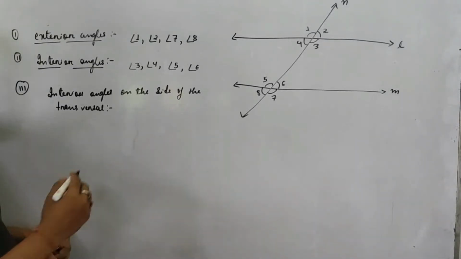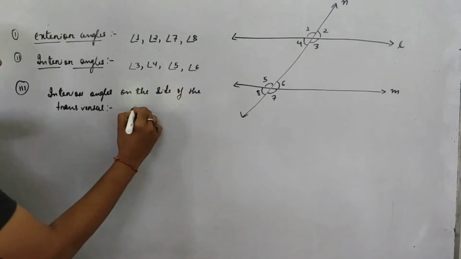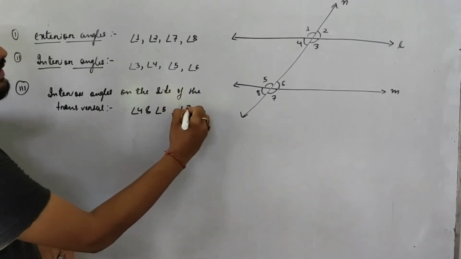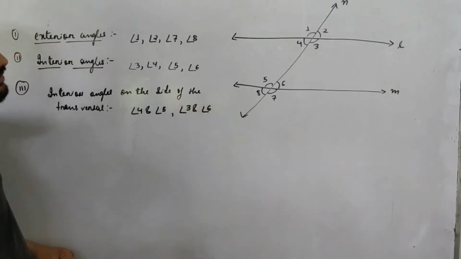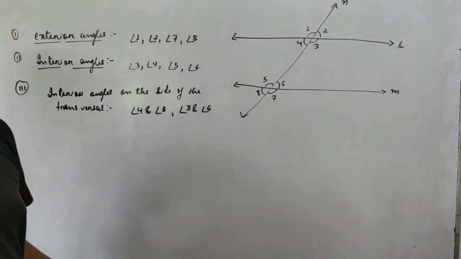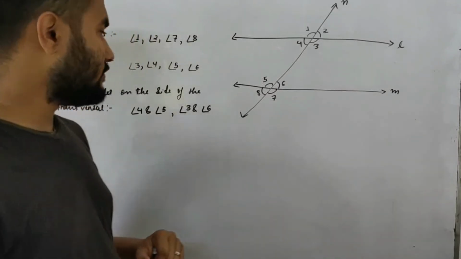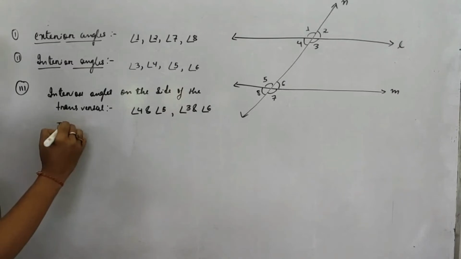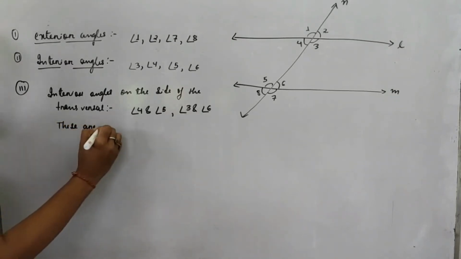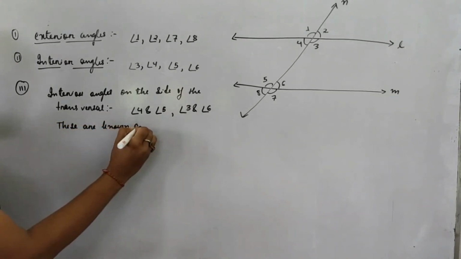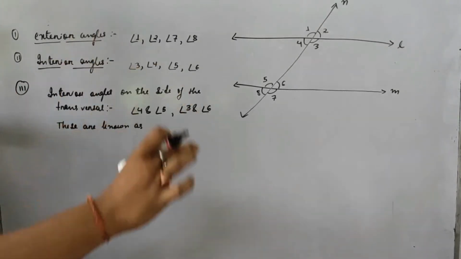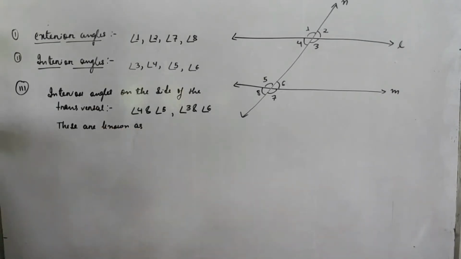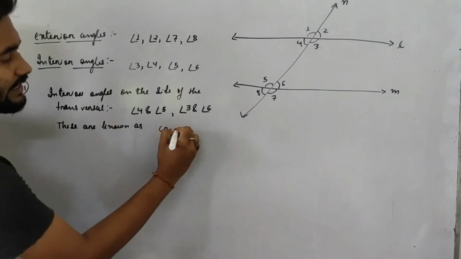So first you write what are the angles. You can say that angle 4 and angle 5, comma, angle 3 and angle 6. These are the interior angles which are lying on the same side of the transversal. And remember, we often don't say this long line, interior angles on the same side of the transversal. We simply call these co-interior angles.